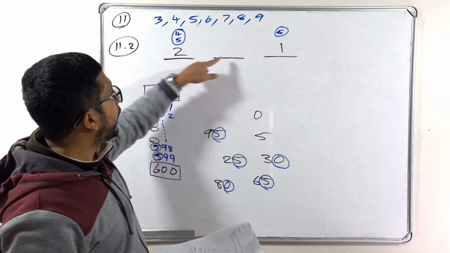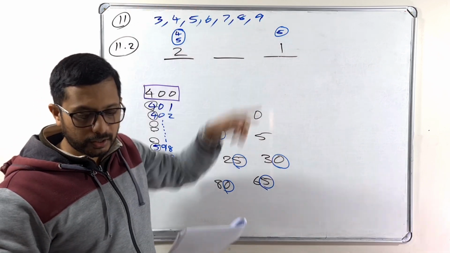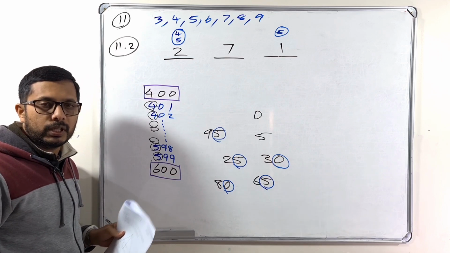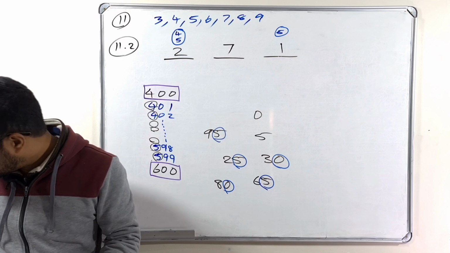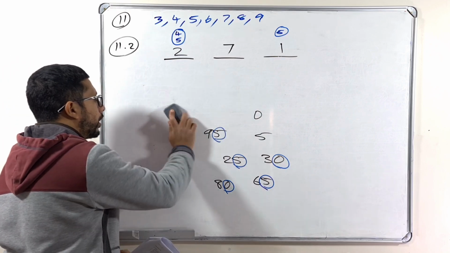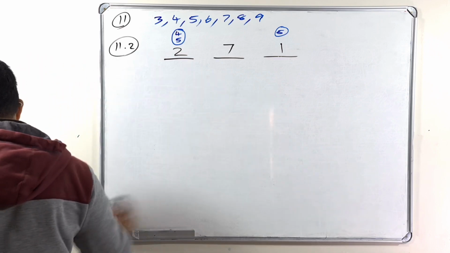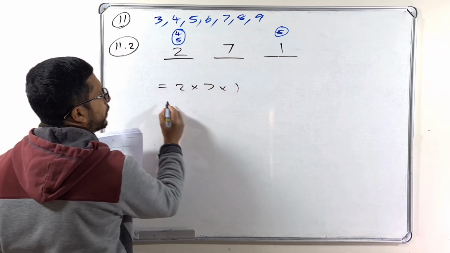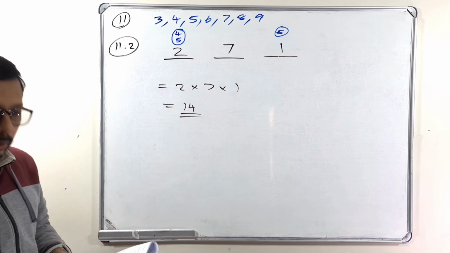That means I can write any one number of these 7 numbers. Do you understand? So how many options do I have here? There are 7 options. So in total, how many unique codes can you make using those 3 conditions? 2 times 7 times 1. So what is 2 times 7 times 1? It is 14. Therefore, the number of possibilities is 2 times 7 times 1, that is 14. And that's the answer of question number 11.2.